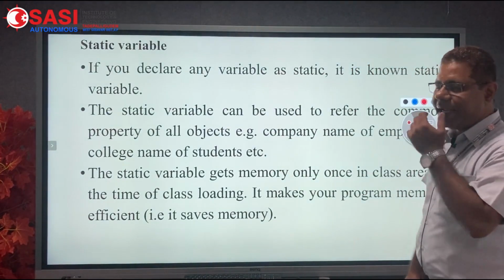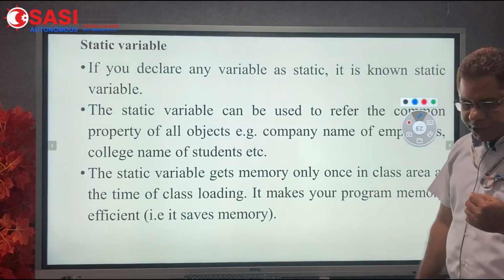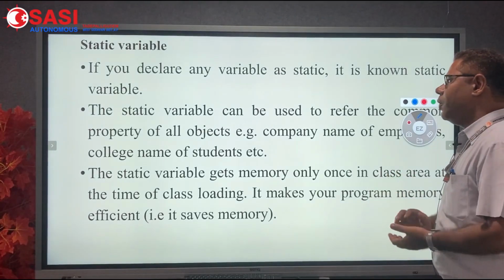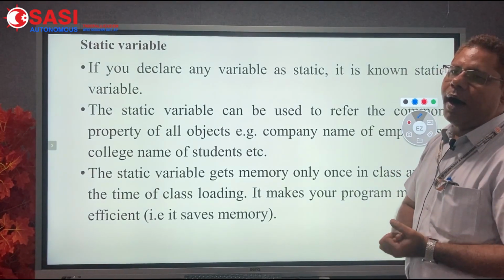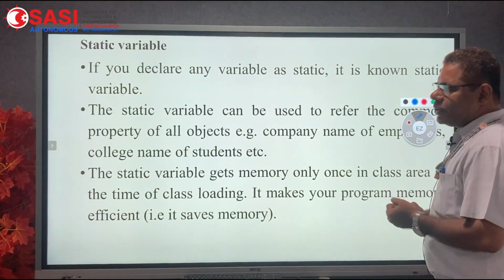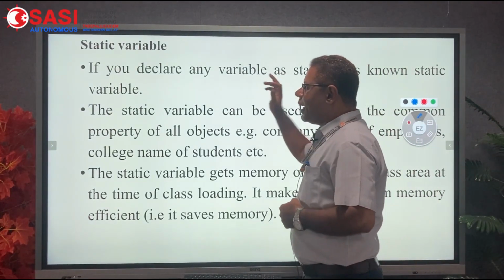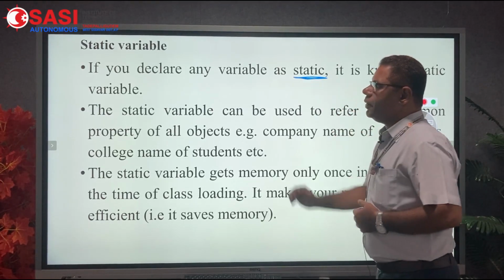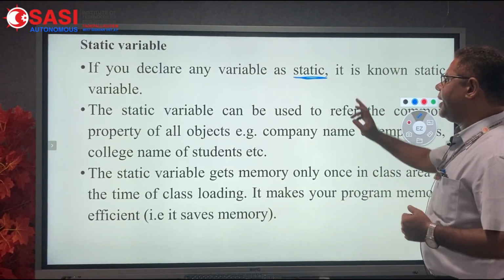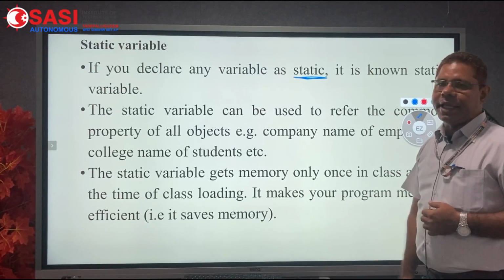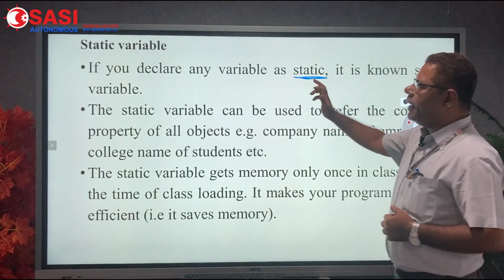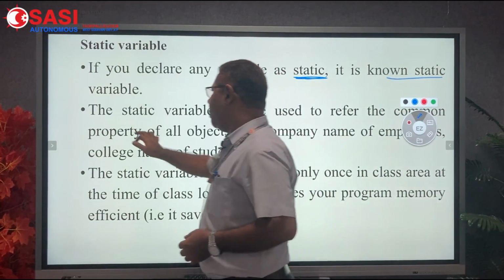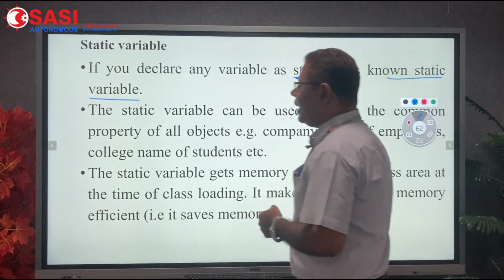Next one is the static variable. What is the purpose of the static variable? The static variable is also accessed without creating the object of the class. To declare a static variable, we use the static keyword. When we declare any variable as static, it is known as a static variable.